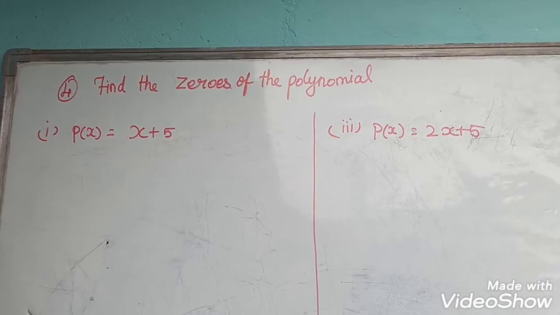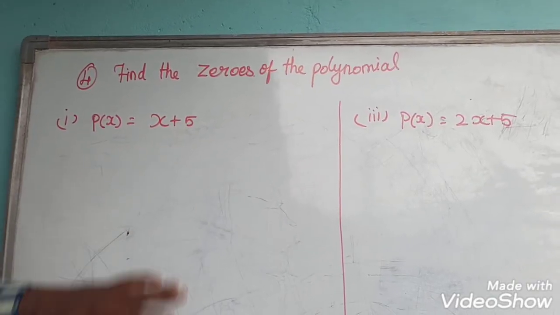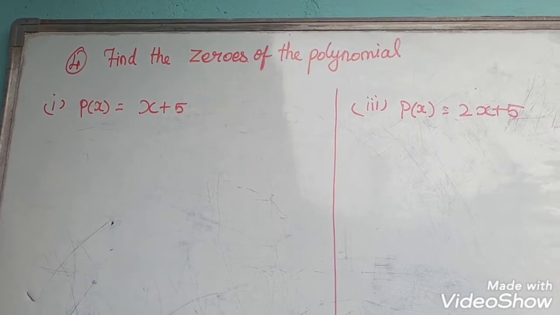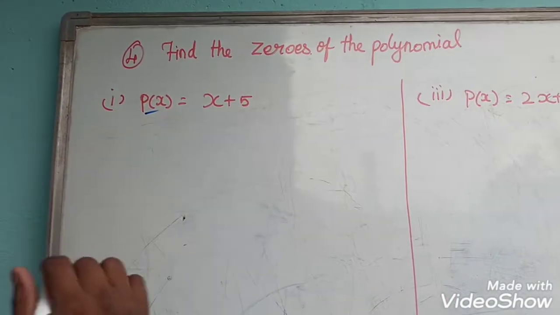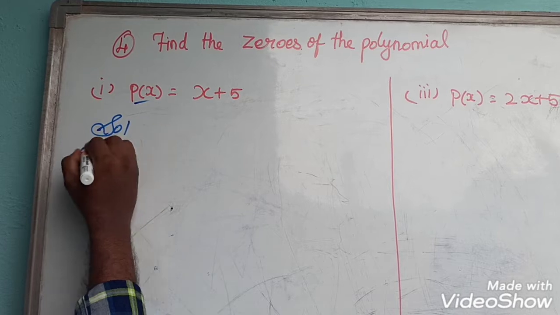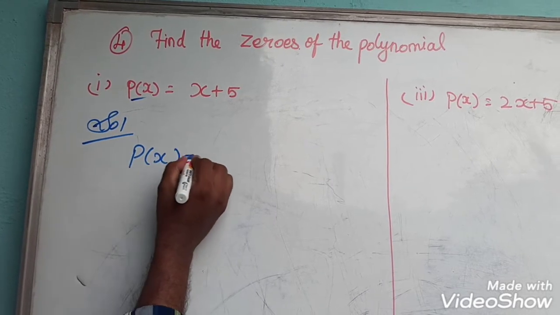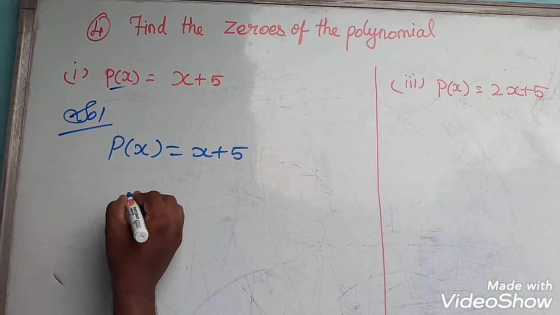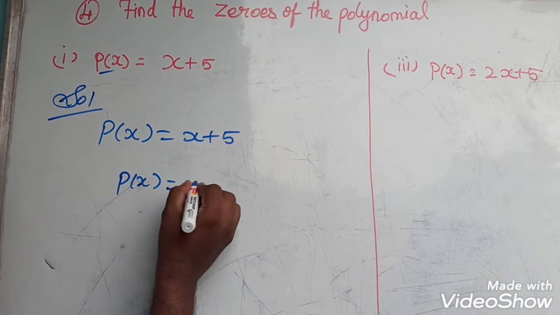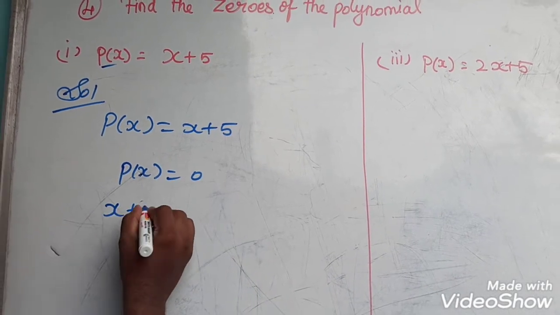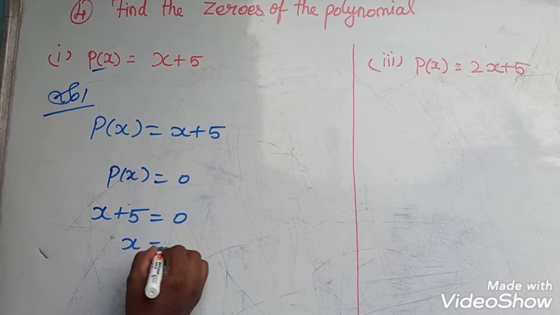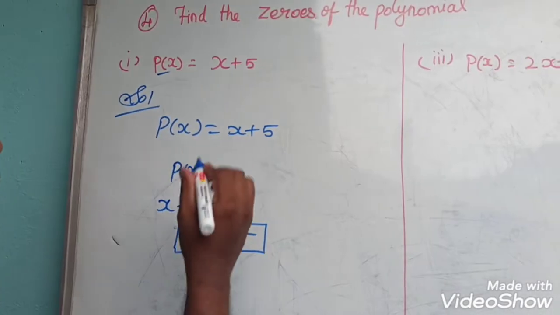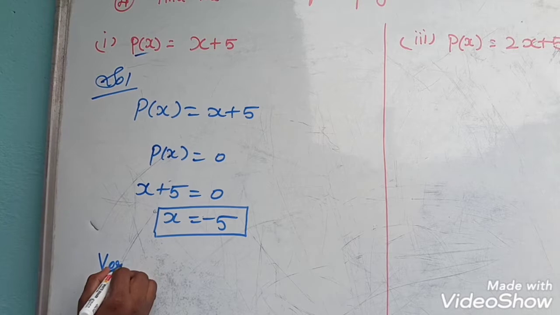Roman letter 4, find the zeros of the polynomial. So given polynomial. First question, what is meant by zeros of a polynomial? The value where P of x becomes 0. In the same way, I will take P of x equal to x plus 5. We take P of x equal to 0, x plus 5 equal to 0, x equal to minus 5. So x equal to minus 5 is the zero of the polynomial. Just verify it.